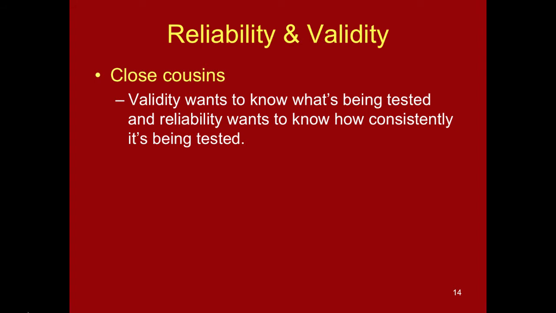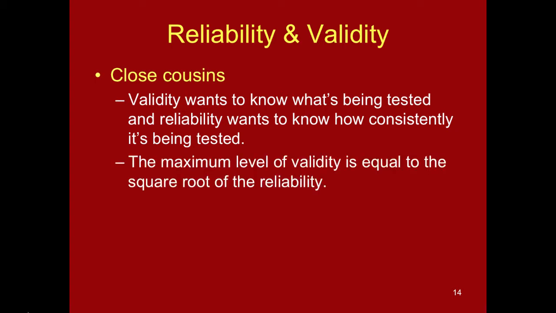Now that we've taken a look at reliability and validity separately, it is also important for us to understand how they relate to each other. Reliability and validity are close cousins. Validity wants to know what's being tested, and reliability wants to know how consistently it's being tested. Also, the maximum level of validity of a test is equal to the square root of the reliability of the test. Thus, a test's validity is limited by its reliability. Another way to look at this is that a test cannot be valid unless it's reliable.